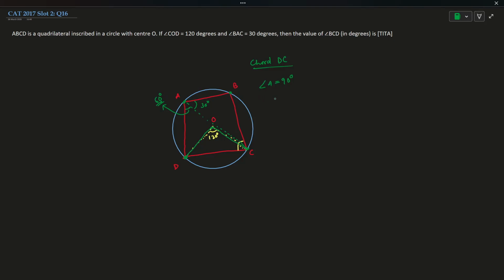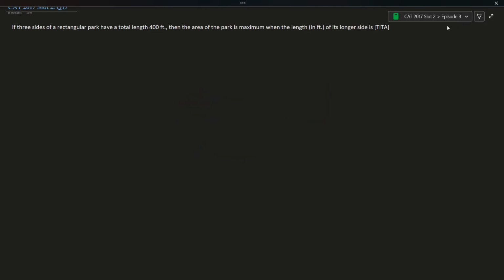Now this is a cyclic quadrilateral. So what is the property of a cyclic quadrilateral? The sum of the opposite angles of a cyclic quadrilateral is 180 degrees. So angle A plus angle C is equal to 180 degrees. So angle C is equal to 90 degrees. BCD is angle C. So the answer will be 90. We have to type the answer as 90 because this was a type-in answer. So this is a simple question. Let's move on to the next question.